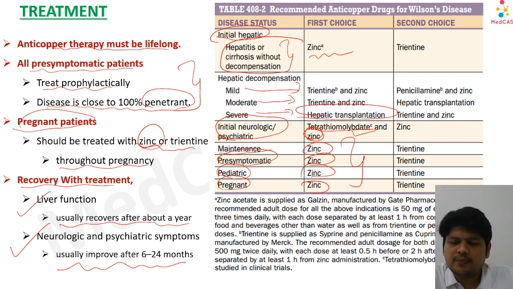What are the treatment options? You have to ask what exactly it is: neurological, or you have liver involvement, compensated, decompensated. The rule is zinc is there. Trientine will be there or not, you decide, right? So that's a very important point to consider.